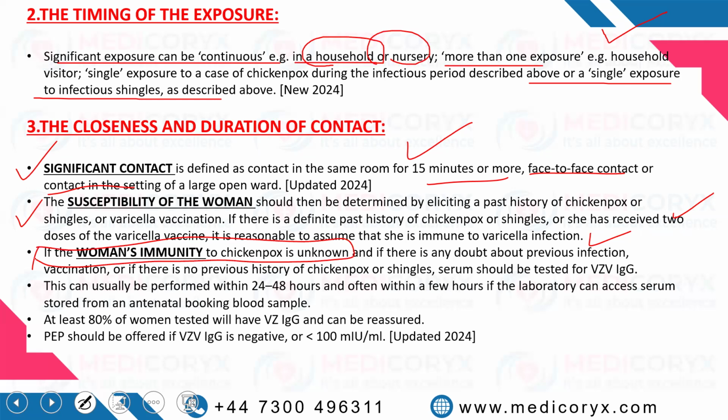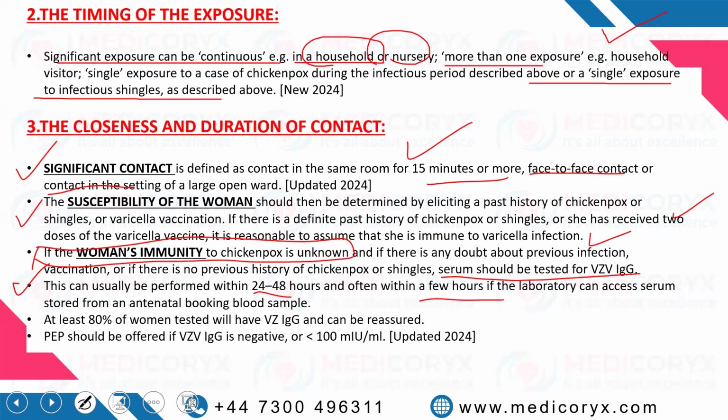So in that scenario, serum should be tested for varicella zoster virus IgG. This can usually be performed within 24 to 48 hours, and often within a few hours if the laboratory can access serum stored from an antenatal booking blood sample.